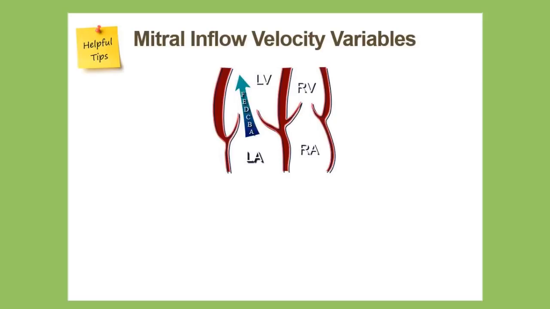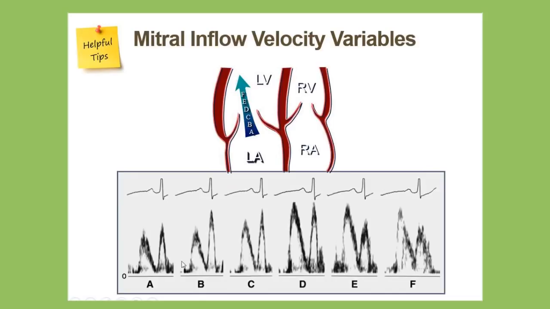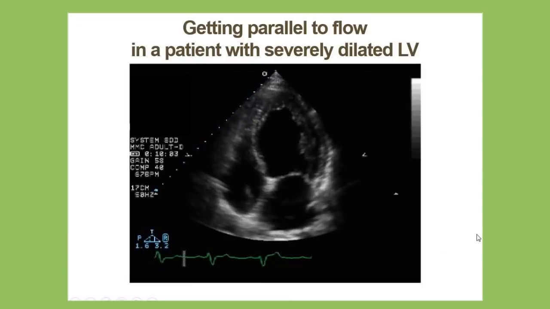So let's take a look here at all the different places that you could put that mitral valve sample volume and look at all the different mitral inflow patterns we get. So where do we want to be? Well, we want to be at the leaflet tips, which corresponds to D here. And you can see here we have the highest E velocity, and it's the best signal.